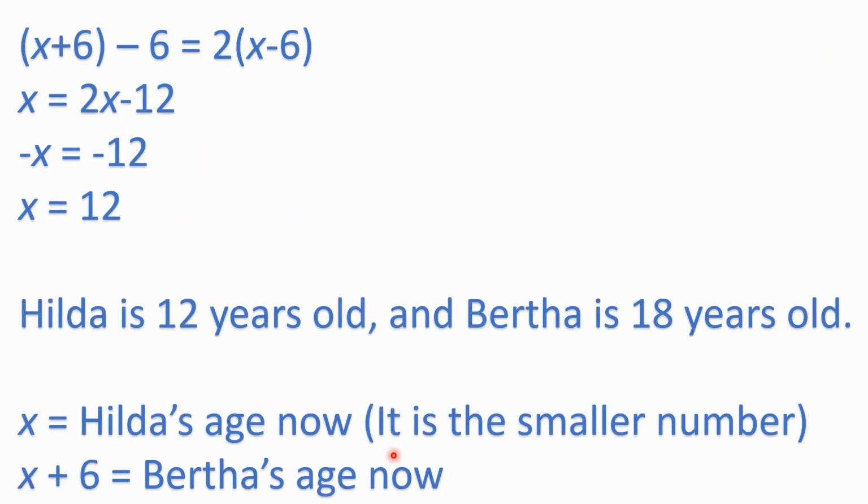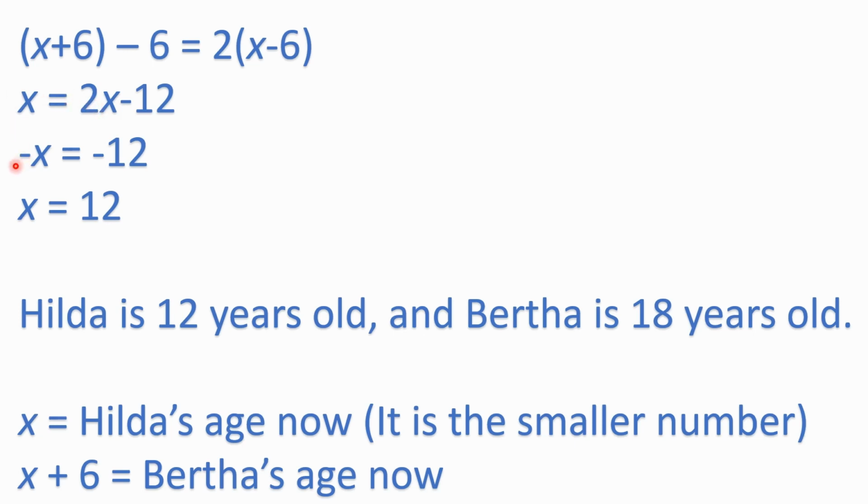Now, if we work that out and simplify, we can isolate x. We simplify it down to x equals 2x minus 12, because x plus 6 minus 6, these two 6's cancel out, leaving just x on the left side. 2 times x is our 2x, and 2 times minus 6 is minus 12. And then from here, we can subtract 2x from both sides of the equation.